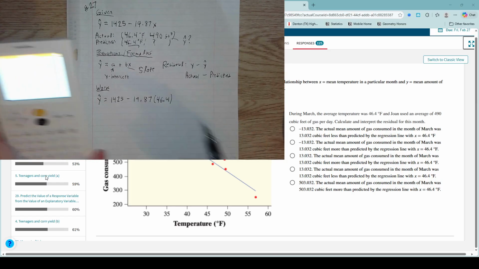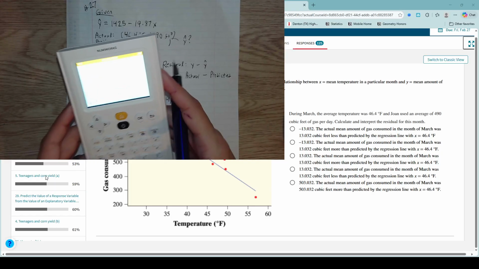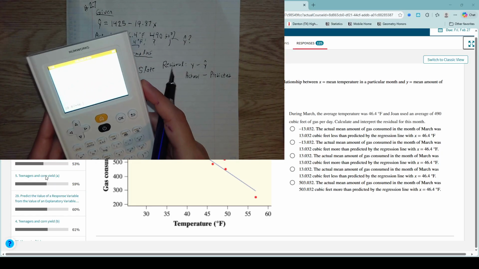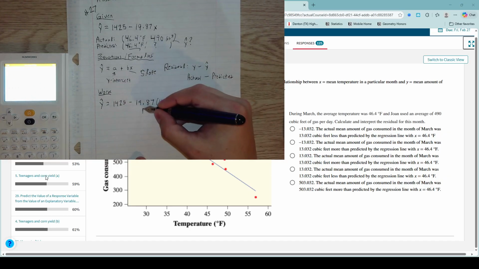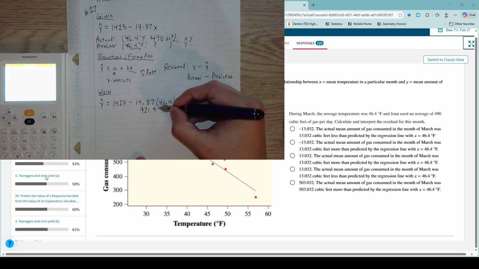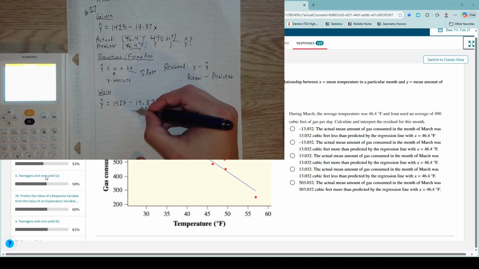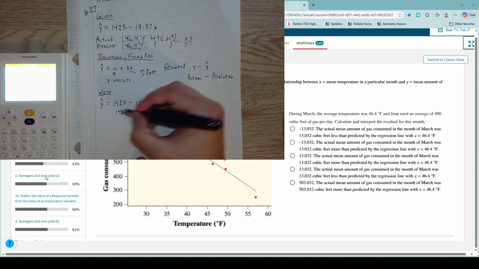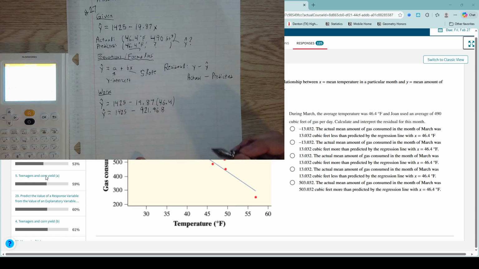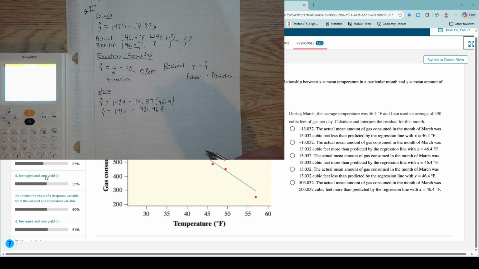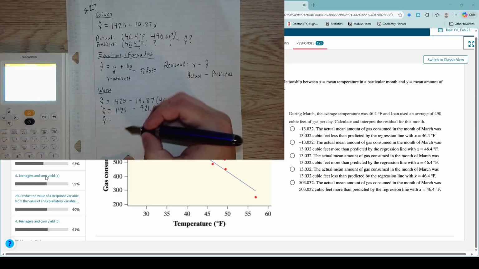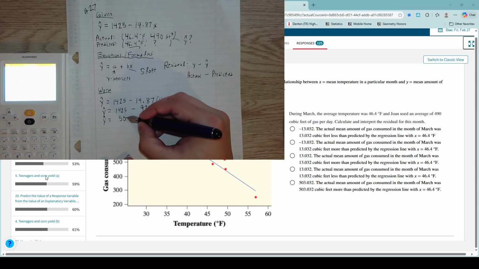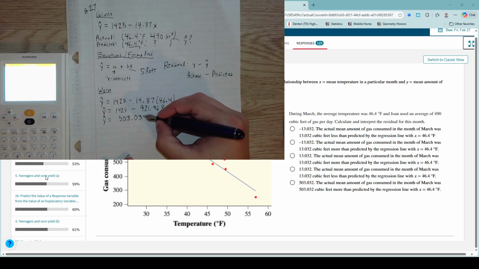Alright, so we're going to do 19.87 times 46.4, and we get 921.968. Bring everything else down. So 1425 minus that number is going to be 503.032.